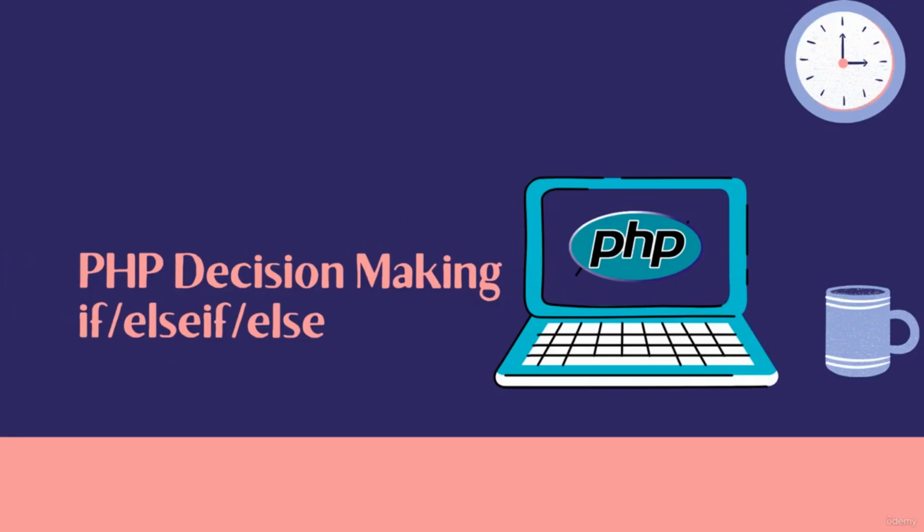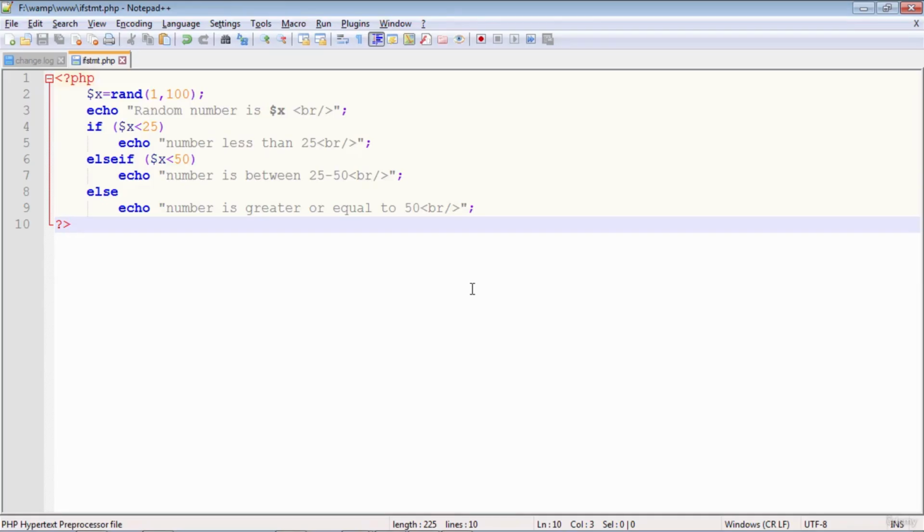In this video, we shall have a look at the different decision making statements that are available in PHP. This example is used to demonstrate the behavior of if, else if and else, the conditional statements in PHP. For this purpose, I am using a built-in function in PHP called rand. This generates a random number between the two parameters that I have given, 1 to 100. So every time it will generate a number between 1 to 100.